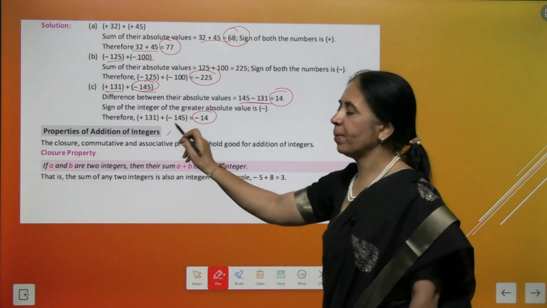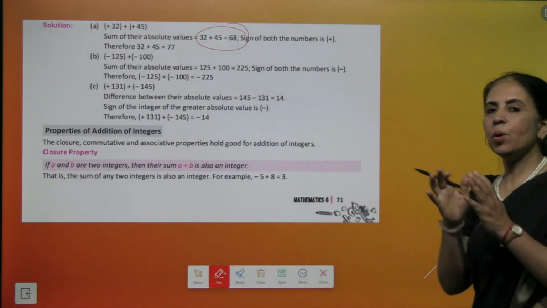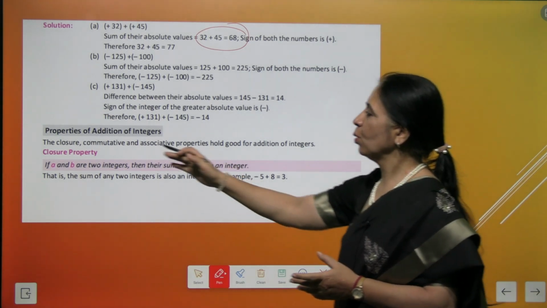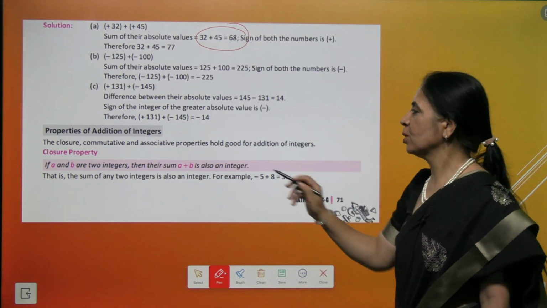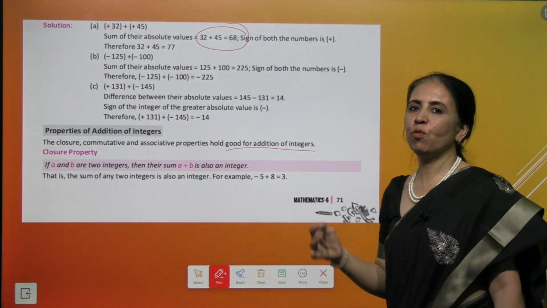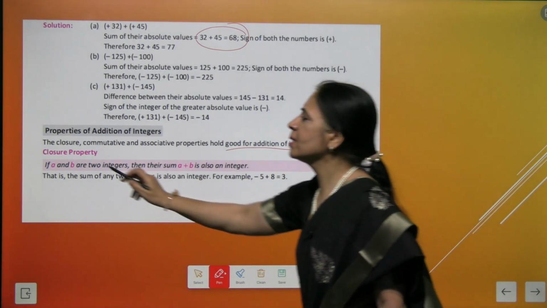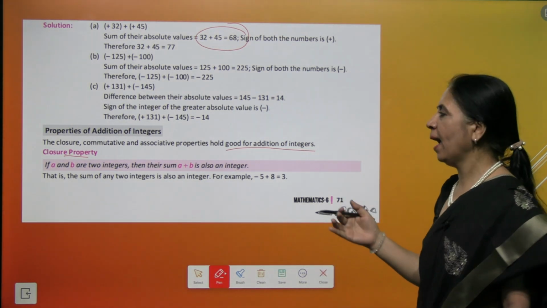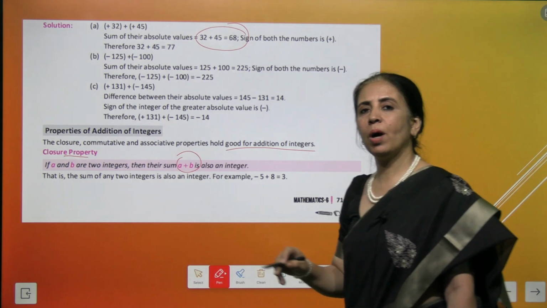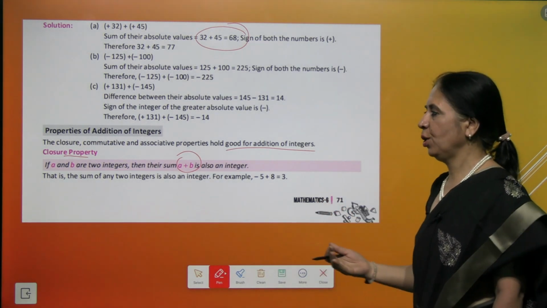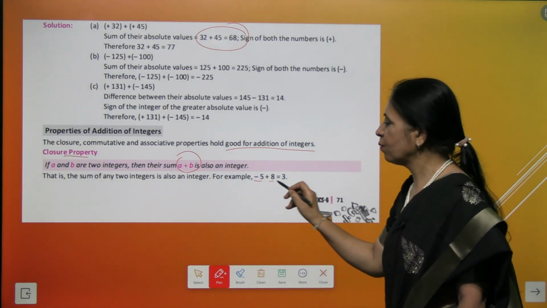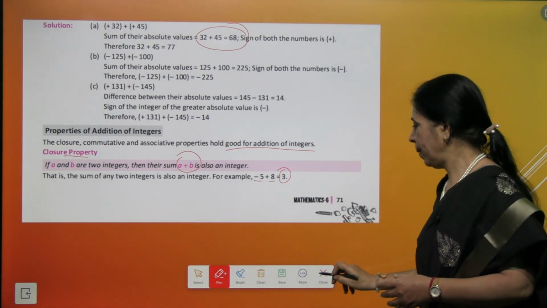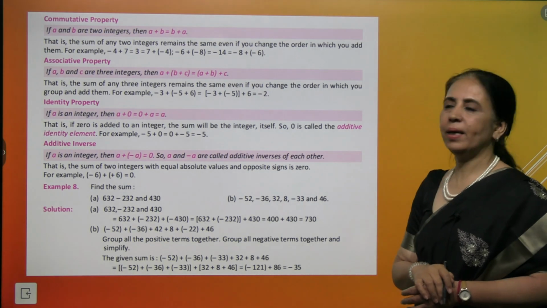We come to different properties of integers. Now we are going to learn about the properties of addition of integers. So we have a closure property, commutative property and associative property which hold good for addition of integers. सबसे पहले start करते हैं closure property. If we have two integers a and b, तो उनका जो sum होगा वो भी हमेशा एक integer ही होगा. So let's take minus 5 and 8. Minus 5 and 8 are integers. इनको add किया, हमें मिला number 3, which is also an integer.